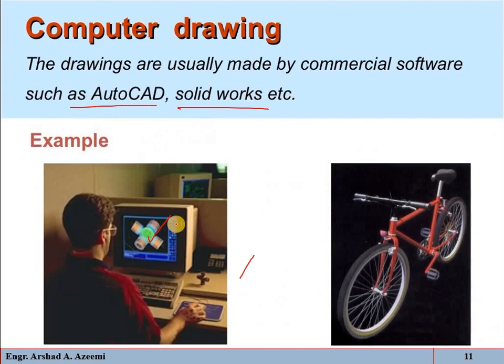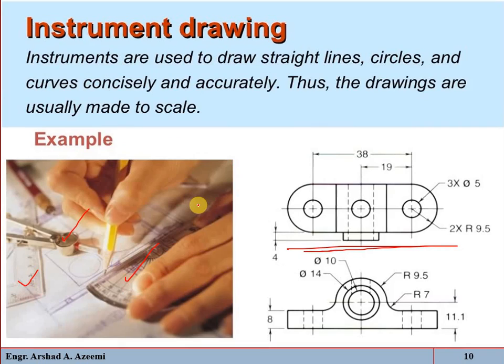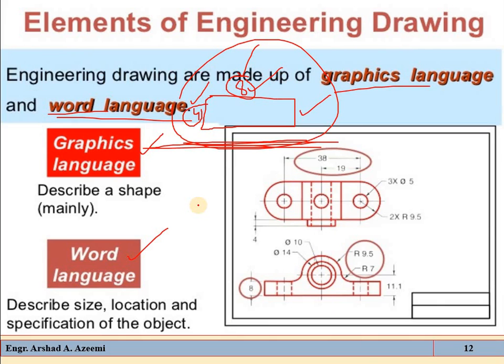Here you can see that if you draw this figure, we don't understand how much is the radius of this circle, how much is the radius of this semicircle, how much is the distance between these two centers. So the complete information cannot be transferred without the word language. These two languages are important when you have to transfer complete, full and clear information about any product. So you will have to dimension it, represent it by its value. I mean, you will have to describe the size, location and specification of the object.